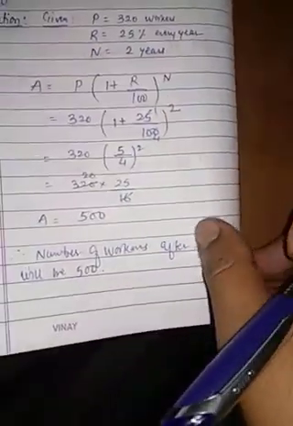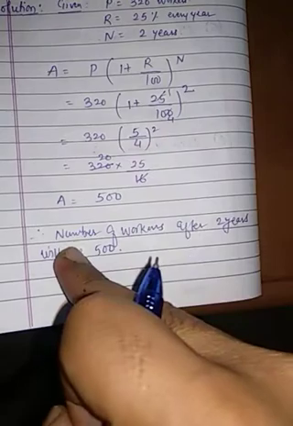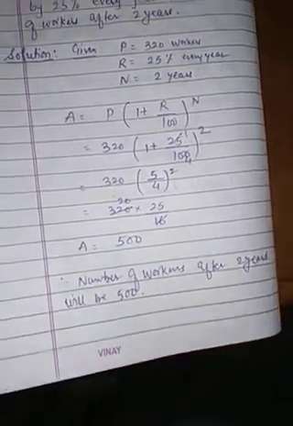Remember, units will be according to the question, so don't write rupees everywhere. Here we have to write: number of workers after 2 years will be 500. This is our final answer.